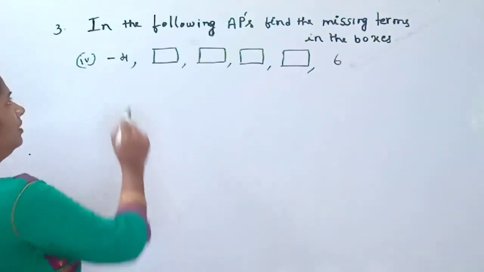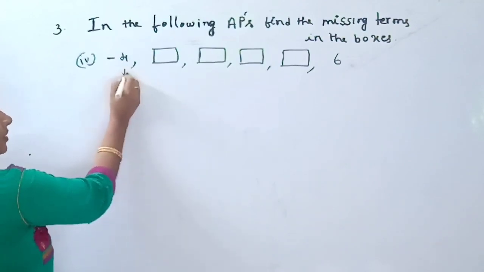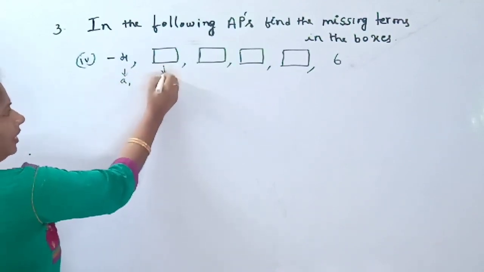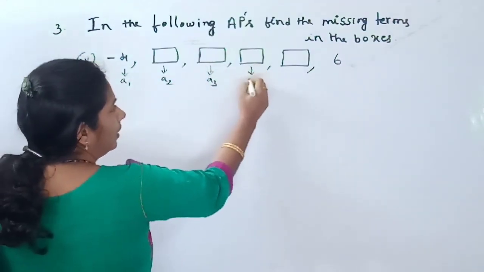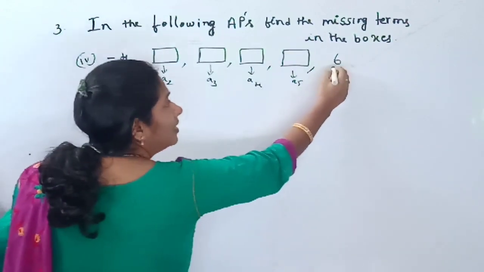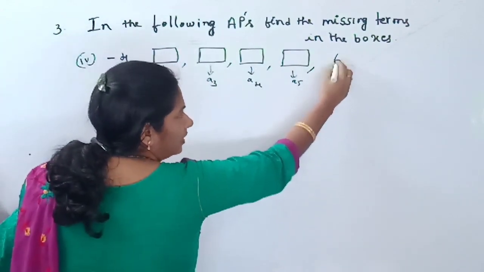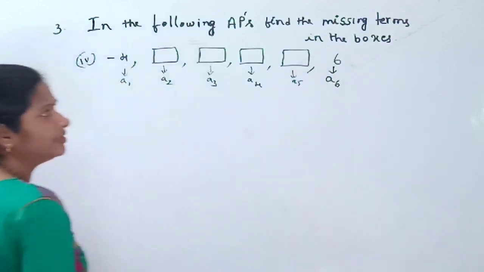Now the fourth question. The first term is given, it is -4. This is the first term, A1. A2 value you have to find out, children. A3 value you have to find out, A4 value you have to find out, A5 value also you have to find out. And the sixth term they have given, that is 6. So the sixth term is given, it is 6.